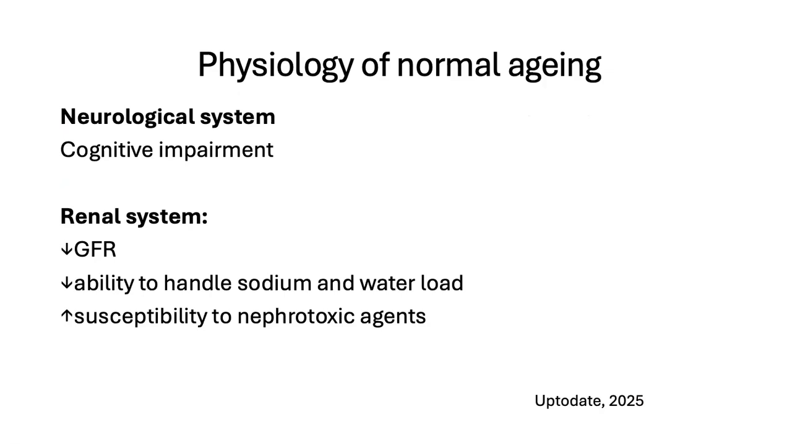In terms of the renal system, the glomerular filtration rate is reduced. They've decreased ability to handle sodium and water load. They've an increased susceptibility to nephrotoxic agents. So if you need to give them any drug which may potentially be nephrotoxic, you must have a valid reason for doing that, and the benefits should outweigh the risks.